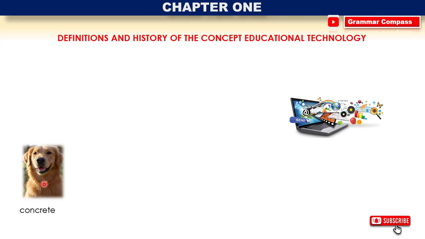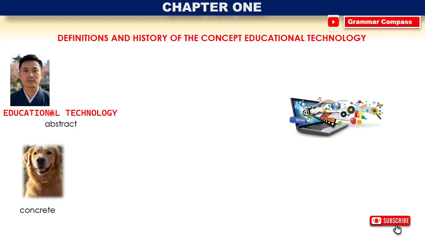But what if you are asked the meaning of educational technology? This is not concrete. This is an abstract concept. Defining abstract terms like educational technology is not easy. The definition that a Chinese would give would be different from the definition that a Ghanaian would provide. But we still need to provide clear definitions for it. This will make sure that everyone is on the same page when we talk about the concept.